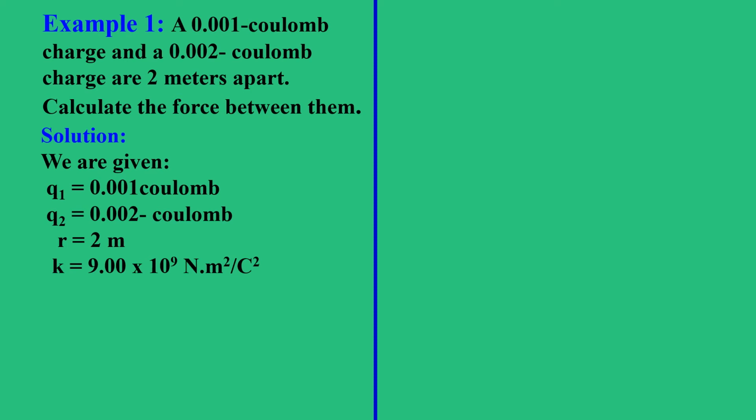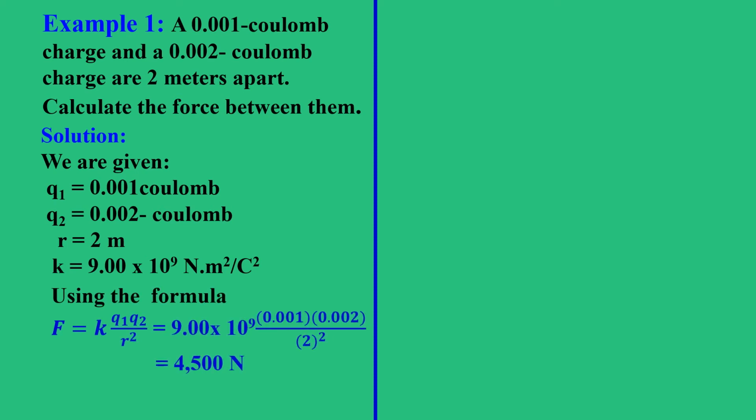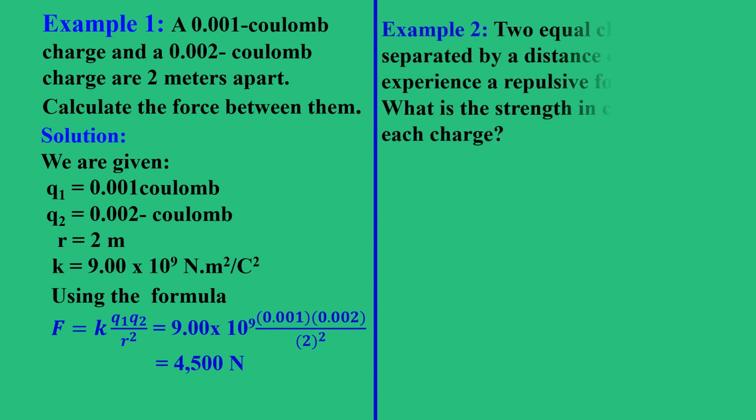Solution. We are given the following values. Q sub 1 is 0.001 Coulomb. Q sub 2 is 0.002 Coulomb. R equals 2 meters. And K is 9 times 10 to the 9 Newton meter squared per Coulomb squared. We are required to find the force between them. So using the formula F equals K times Q1 times Q sub 2 divided by R squared, substituting the values and simplifying, we get the force between them is 4,500 newtons.